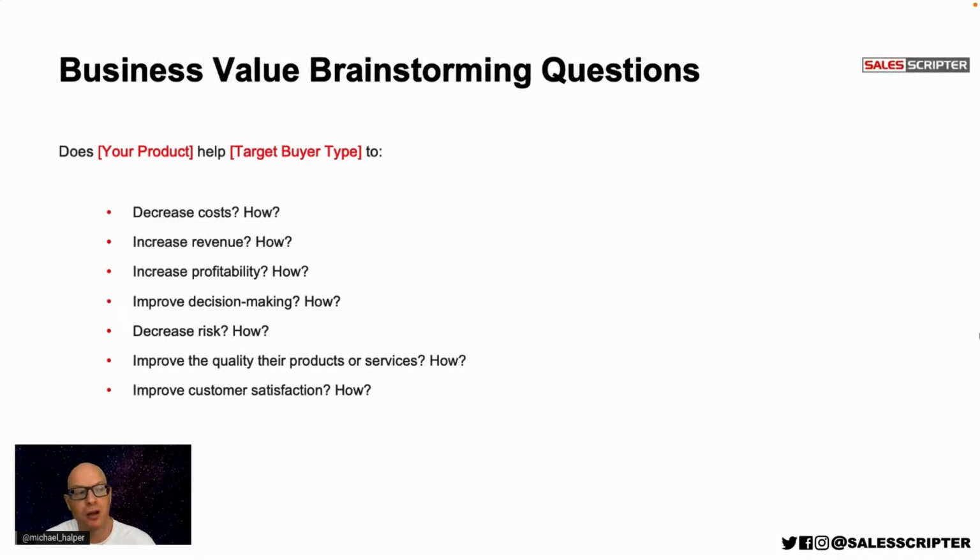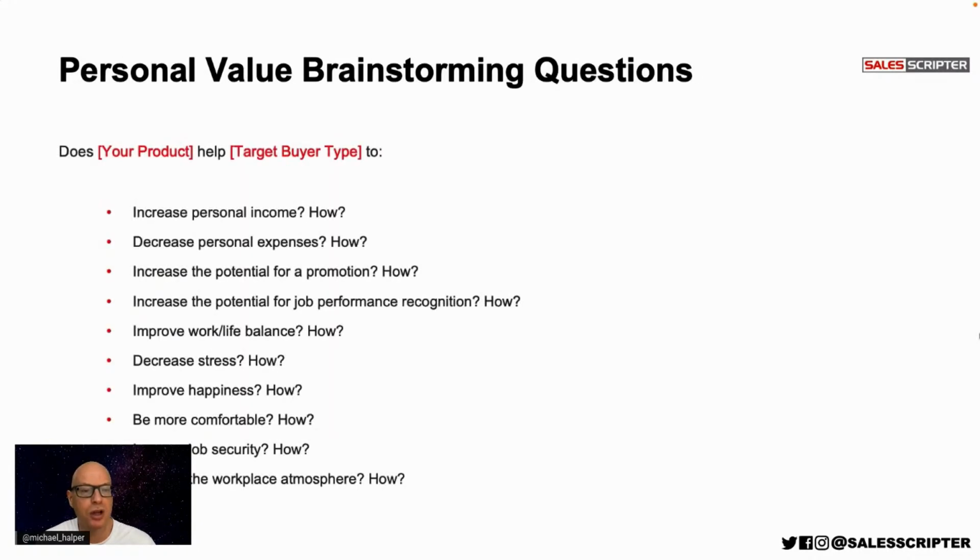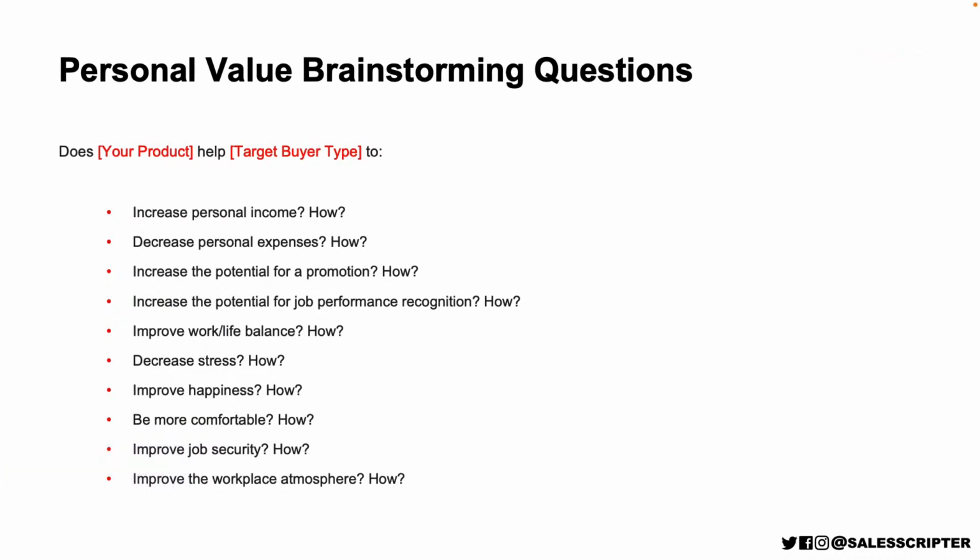Here's some business value brainstorming questions. Does your product help the target buyer type to decrease any costs, increase revenue, improve profitability, improve decision-making, decrease risk, improve the quality of their services, improve customer satisfaction in any way? Personal value questions. Do you help to increase personal income, decrease expenses, increase potential for promotion, increase potential for job performance recognition, improve work-life balance, decrease stress, improve happiness, be more comfortable, improve job security, improve the workplace atmosphere?